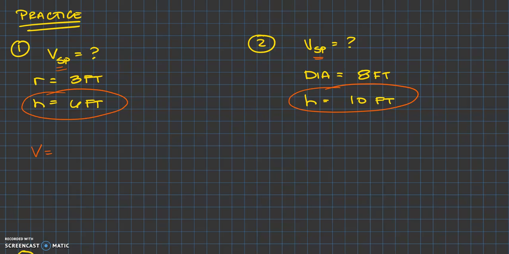Okay, so let's go back. Volume of a sphere, we know that the formula is 4/3 pi r cubed. And so, again, I think a good way to work these, let's put the 3 on the bottom. 4 pi r cubed, that's going to be 3 cubed, and that is 27.